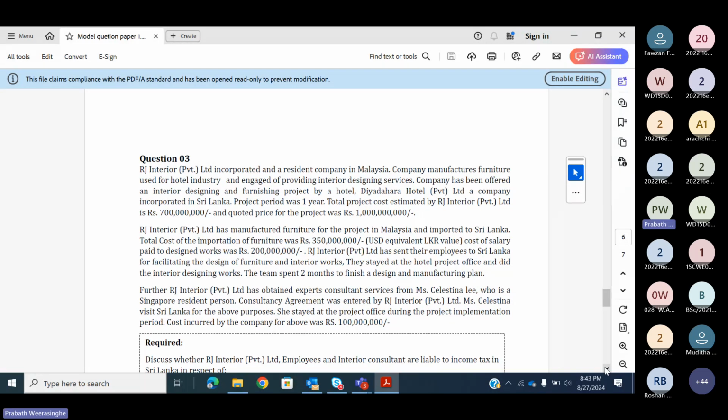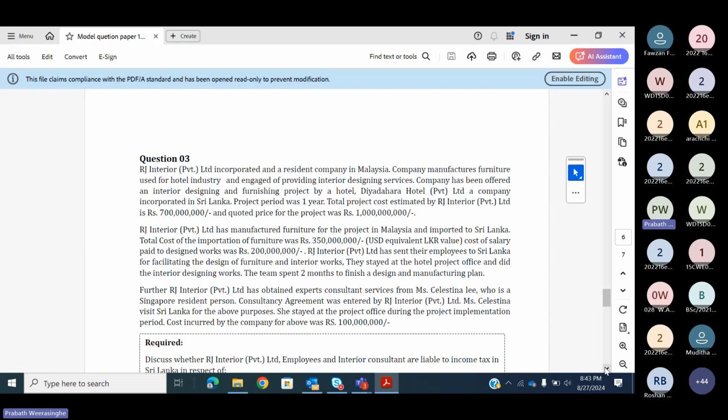RJ Interior Private Limited has sent their employees to Sri Lanka for facilitating the design of the furniture and interior works. Now, first they are manufacturing the furniture in Malaysia, and they send the finished goods to Sri Lanka. They have mentioned the cost of the furniture and the design work, altogether 550 million. Thereafter they have sent their employees to Sri Lanka for the interior works. Remember that they have sent their employees to Sri Lanka.